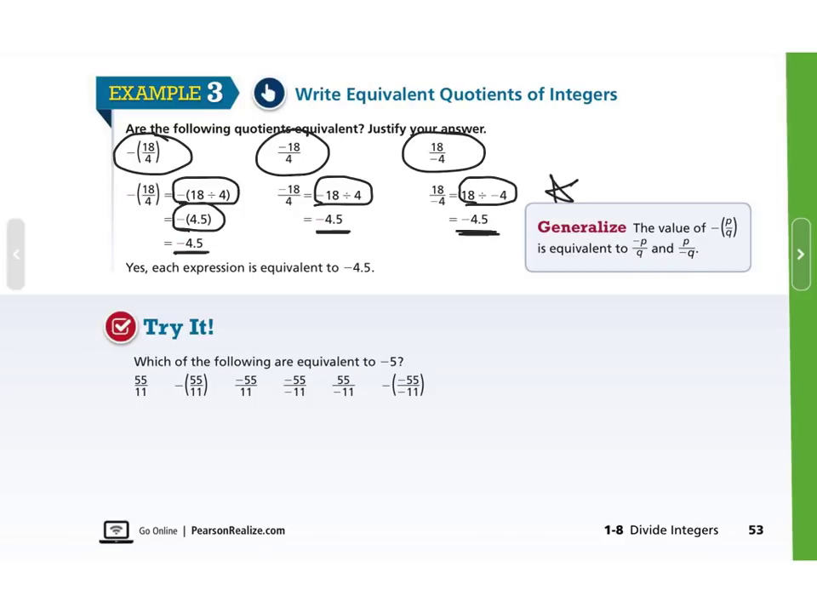The generalized rule over here simply states that if there is a negative sign in front of a fraction, as you see here, it is equivalent to that negative sign being in the numerator or in the denominator of that fraction. Now complete the try-it and come back and check your answers when you're finished. Out of those 6 division problems listed, 4 of them are equivalent to negative 5.